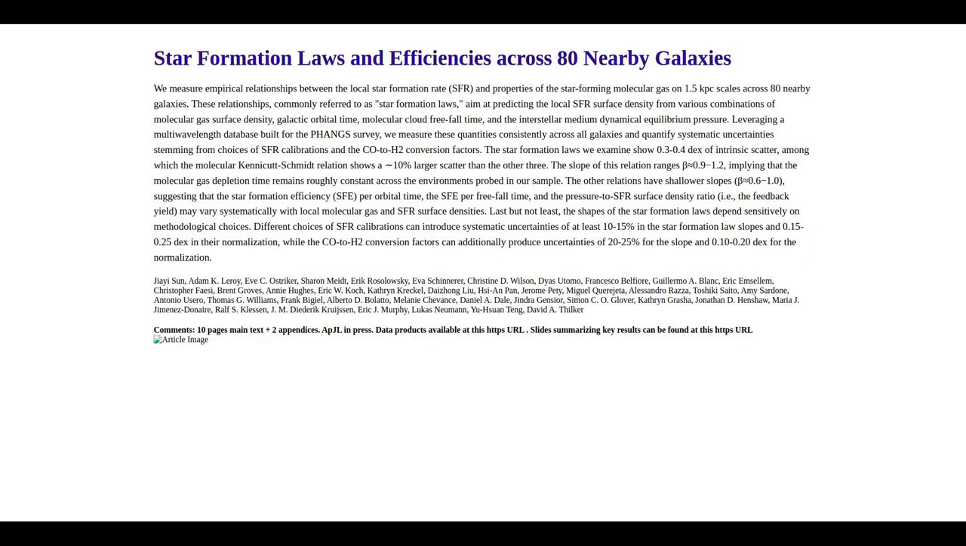Different choices of SFR calibrations can introduce systematic uncertainties of at least 10 to 15% in the star formation law slopes and 0.15 to 0.25 dex in their normalization, while the CO to H2 conversion factors can additionally produce uncertainties of 20 to 25% for the slope and 0.10 to 0.20 dex for the normalization.